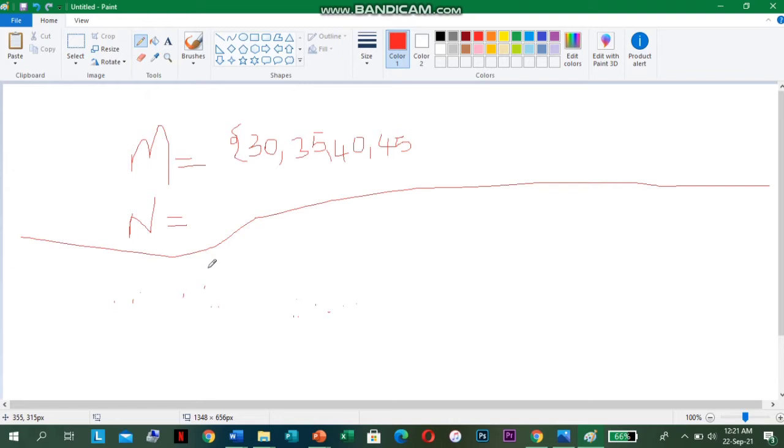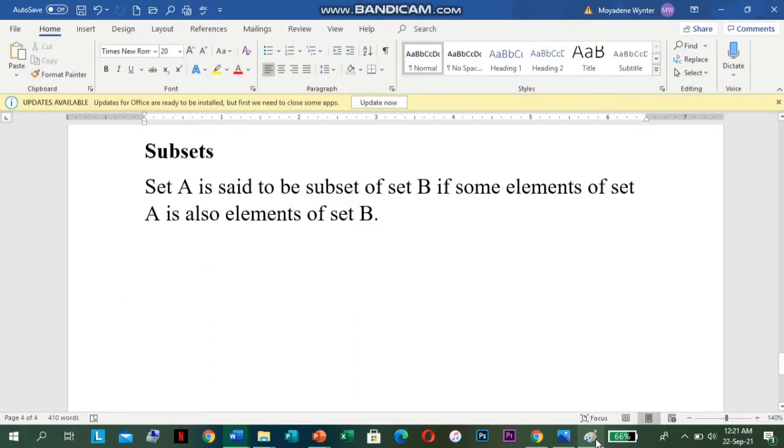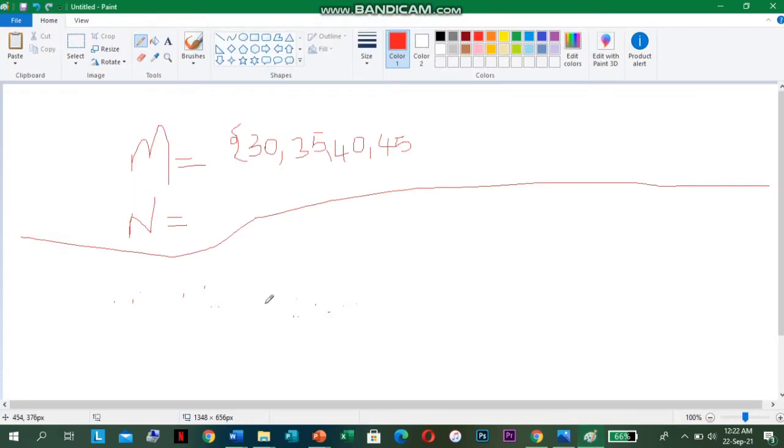All right, so let us continue on subsets. I'm going to do an example of subsets. So let me read the definition again, so you have a good clear-cut understanding of what I'm saying for subsets. Set A is said to be a subset of set B if some elements of set A are also elements of set B.